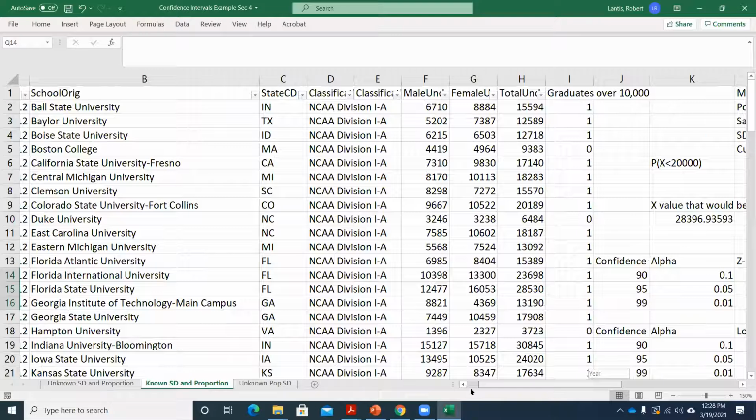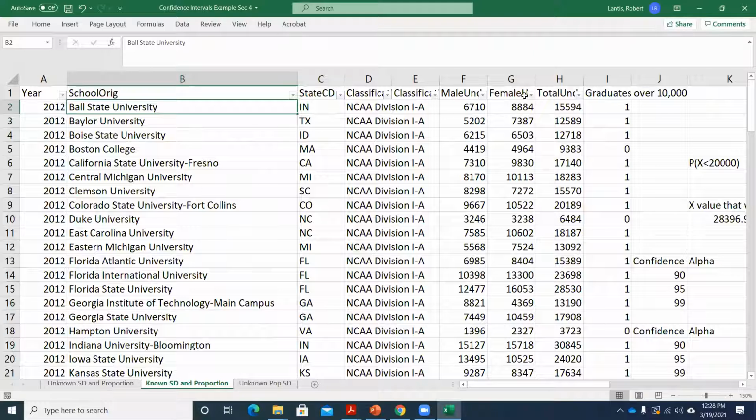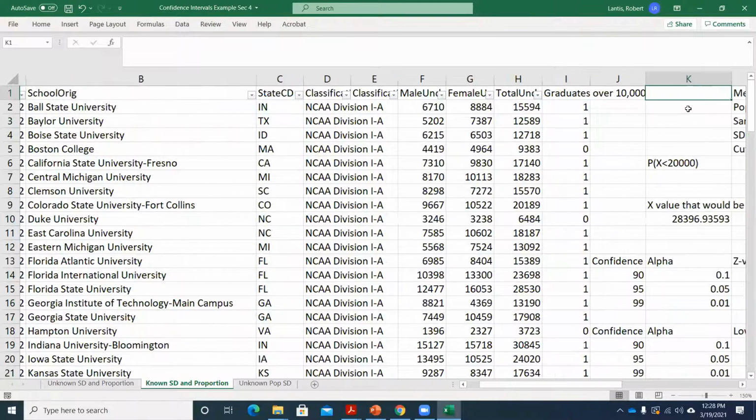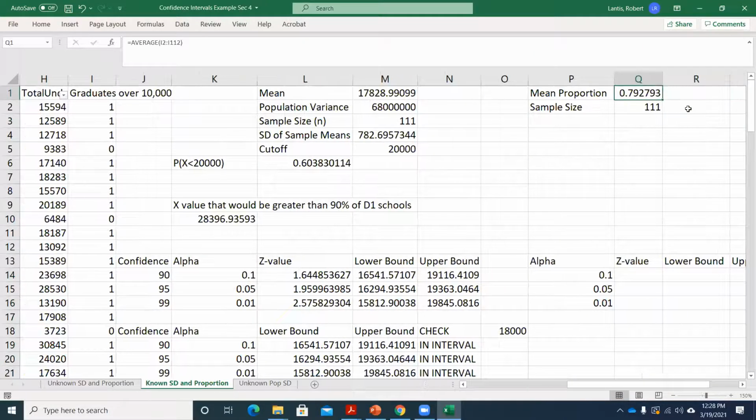Okay? So I have all this data of universities' undergraduate enrollment, and I then created this variable which was a 1 if the total undergraduates were greater than 10,000, and a 0 if they weren't. So I have this binary variable, right? It's either a 1 or a 0. If I wanted to find the proportion of universities that have more than 10,000 undergraduates, I can find that by simply using the average formula or finding the mean, right? We said a sample proportion is really just the mean of a 1-0 variable, okay?